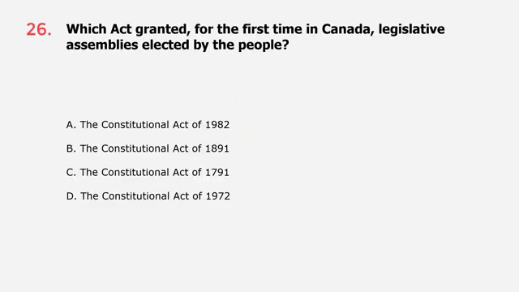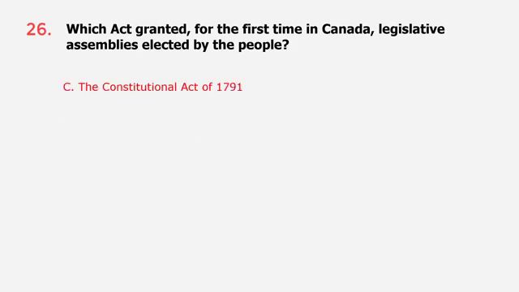Question 26. Which act granted, for the first time in Canada, legislative assemblies elected by the people? A. The Constitutional Act of 1982. B. The Constitutional Act of 1891. C. The Constitutional Act of 1791. D. The Constitutional Act of 1972. The answer is C. The Constitutional Act of 1791.